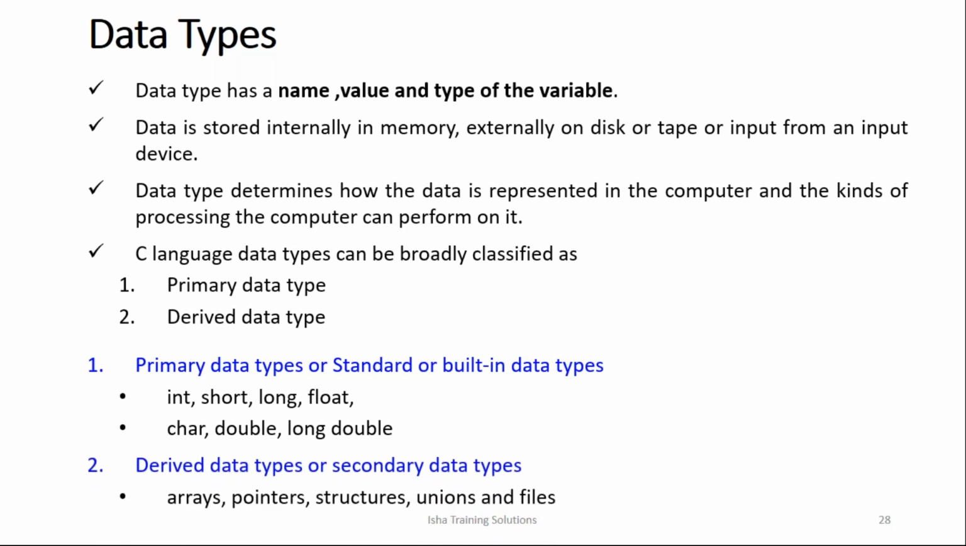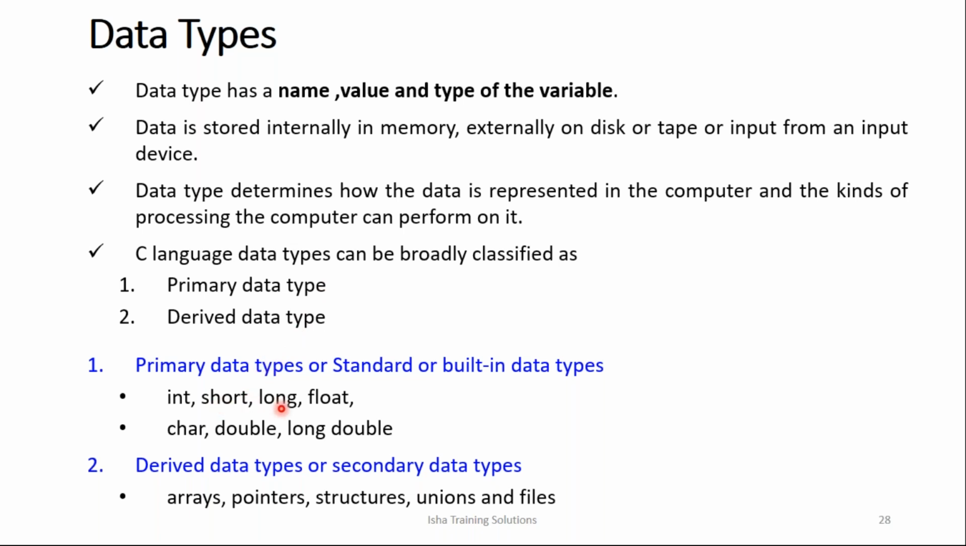In general, if you want to understand, data types are of two types: primary data type and derived data type. Let me have the pointer. In the C language, we have two types of data types. One is the primary data type and the other is the derived data type.